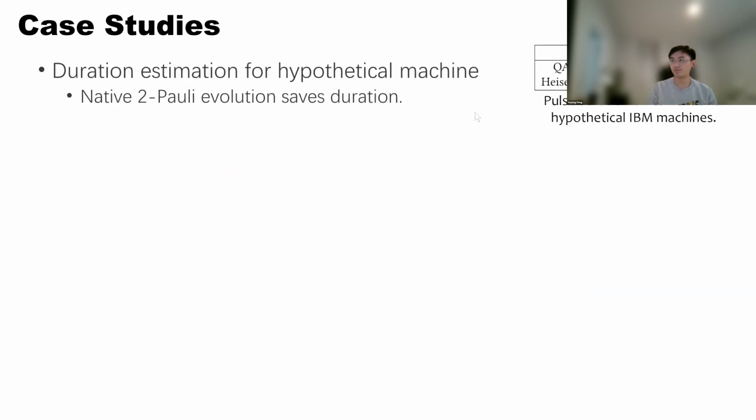We can also use SimuQ to quickly validate several hypothetical machines about their total pulse duration. For example, native two-Pauli evolution is not available on current IBM machines, but if we imagine that it exists, it can also shorten the total duration by a lot.